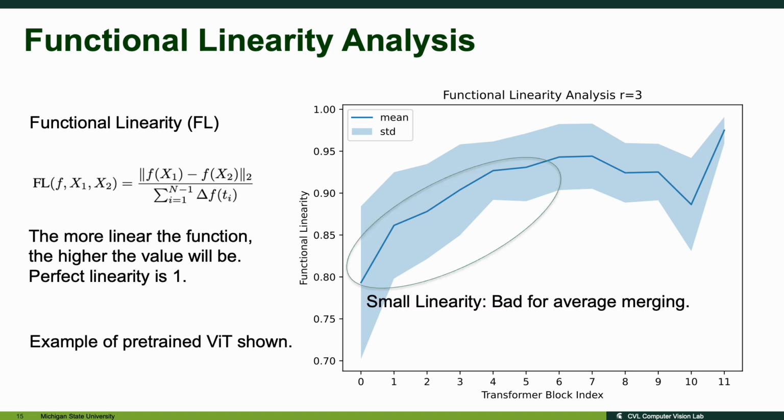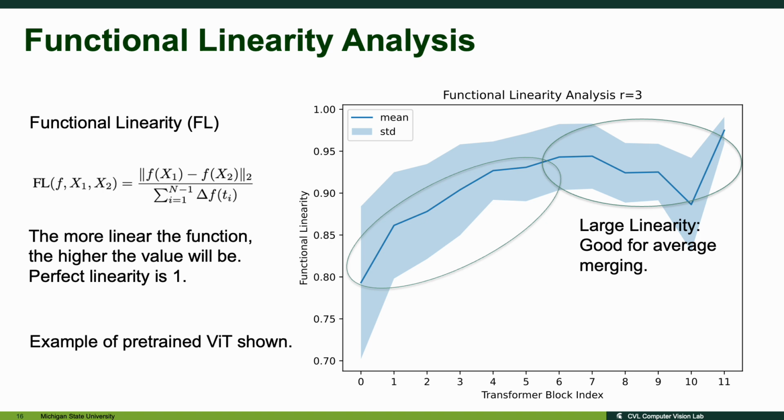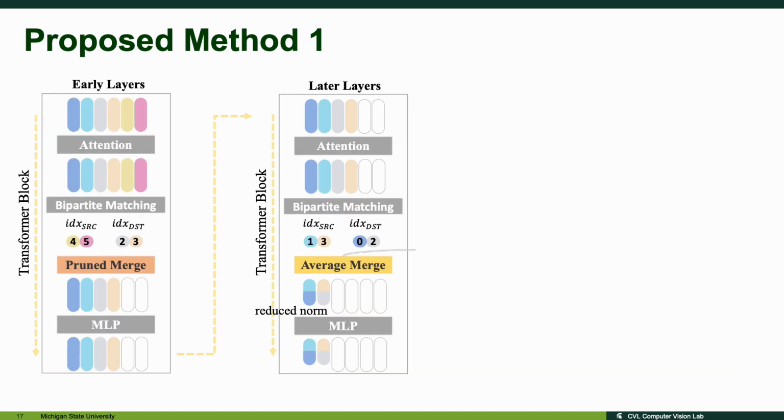Small linearity is observed in the early blocks. Lack of linearity is not conducive to average merging. Therefore, employing pruning in these early stages is more advantageous. We also observe a relatively large degree of linearity in the latter blocks of the vision transformer. In these regions, it is beneficial to utilize average merging.